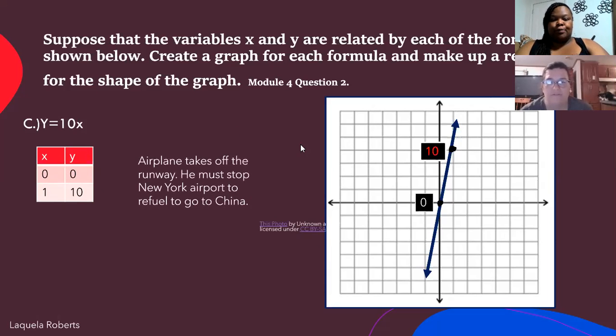And as you say, since the airplane takes off the runway, he must stop at New York Airport to refuel and to go to China. So our slope is 10, our y-intercept is 0.